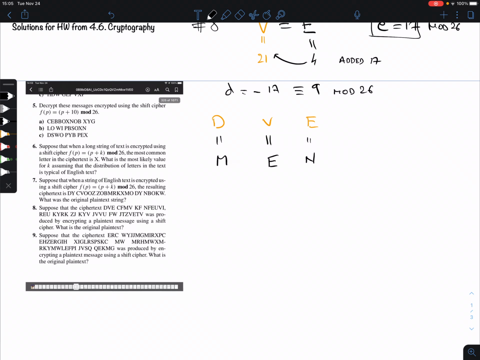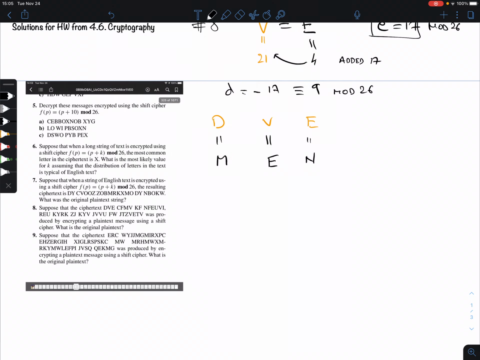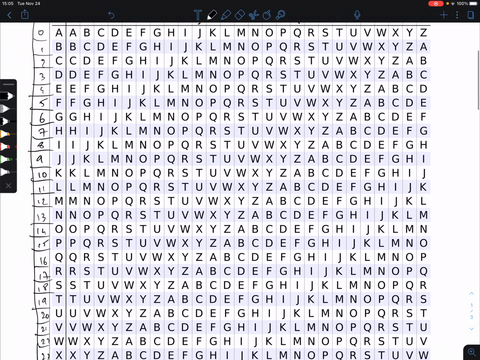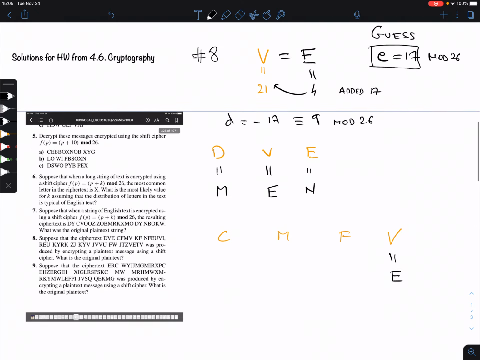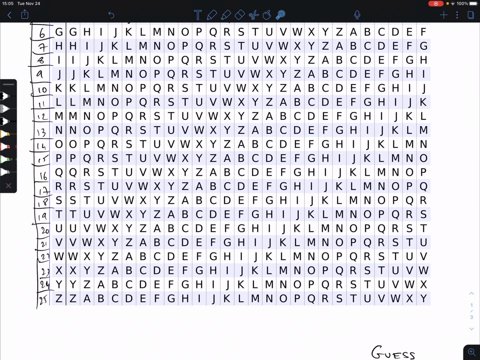CFMV. Well, V we said is E. So that one we don't have to think about. C, we have to add 9 to it. So C is 2, add 9 is 11. That gives me an L. M, I'll do this a little bit slower in case you can follow. M has value 12, add 9 to it, it gives me value 21, so this would be a V.